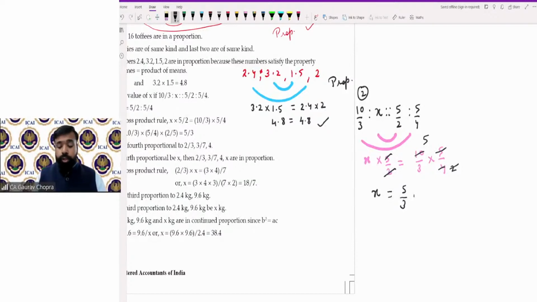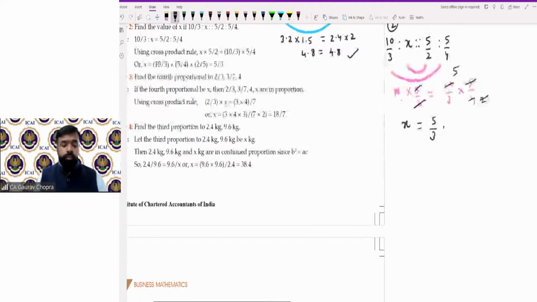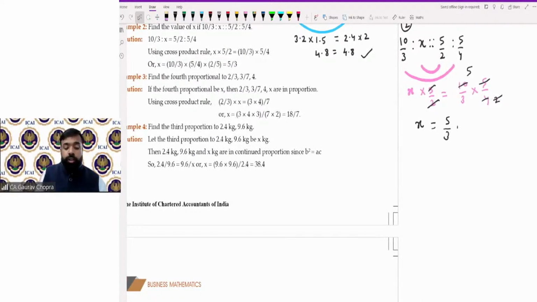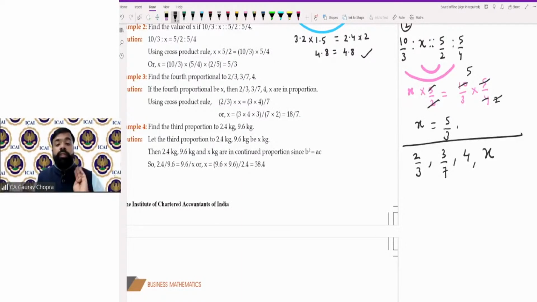All right. So let's move towards example number 3. Example 3 says find the fourth proportional. That means we have to calculate the fourth value. 3 values are given and we have to find out the fourth value, the fourth position we have to calculate. So what are the values given? First one is 2 by 3. Second one is 3 by 7. Third one is 4. And last one is x. So these are the 4 given values. And from this, we have to calculate the missing figure, that is x.